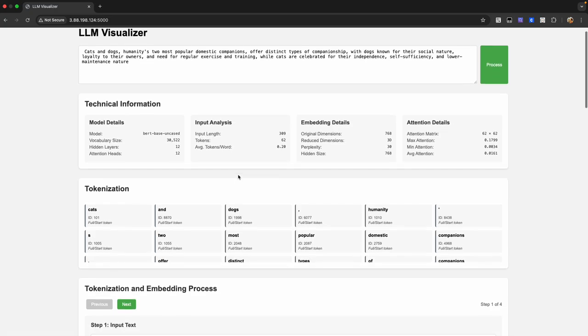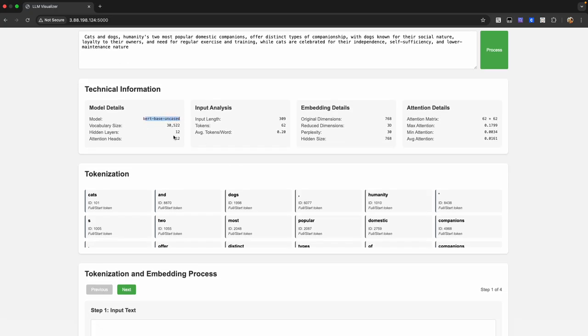Here I'm using the BERT model for getting the tokens and creating the vector embeddings. It has a vocabulary of 30,522. The input length is 309 characters, and how many tokens are created out of this text? It's 62, and average tokens per word is 0.20. The original dimension of the vector is 768, from the BERT model. To make it easier to visualize on this tool, I have reduced it to 3D and use it for plotting.